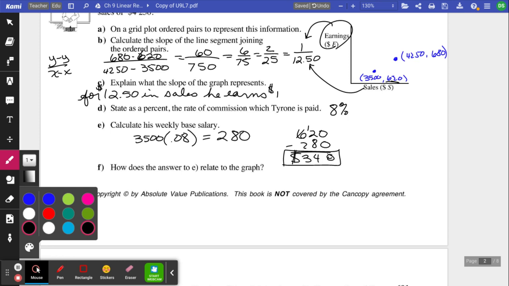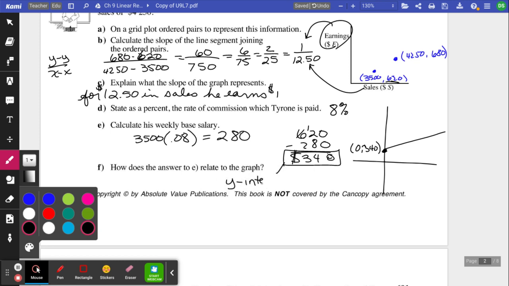Okay. How does the answer relate to the graph? Well, unfortunately, I didn't do a very good graph. What it would look like if I had done a better graph: when this was 0, I would be up at 340. Do you understand that? Does that make sense to you? And then as he made more, this would go up slightly. But his base pay, when he makes no sales, would be at 340. It's the y-intercept. This base right here is the y-intercept.